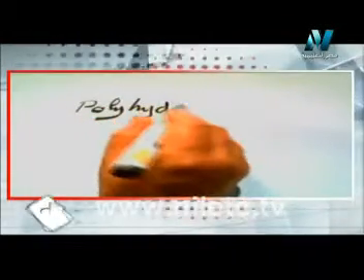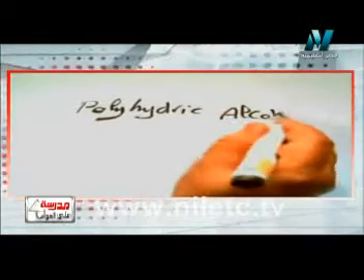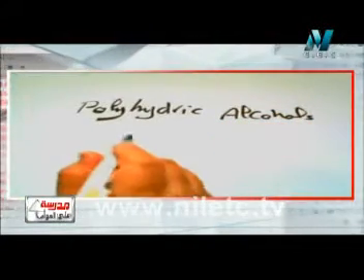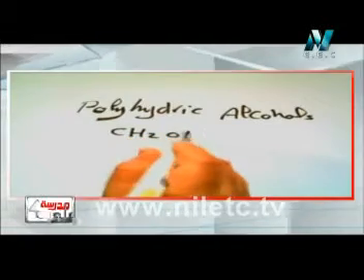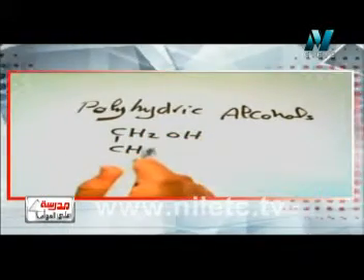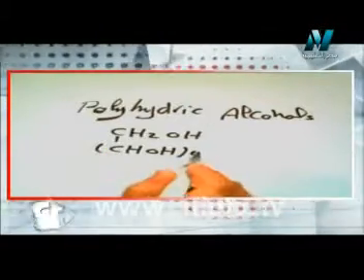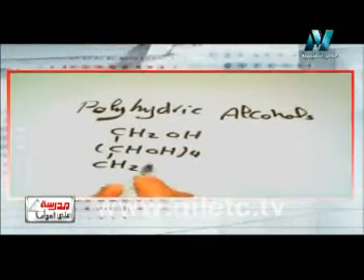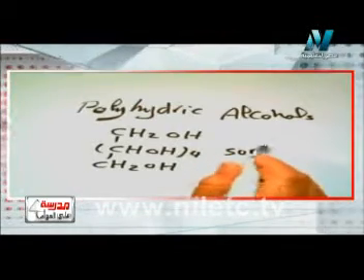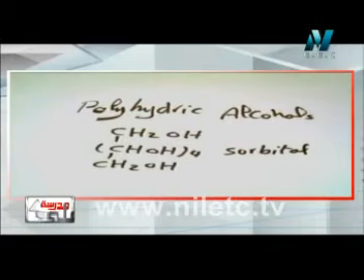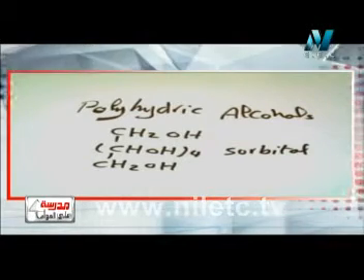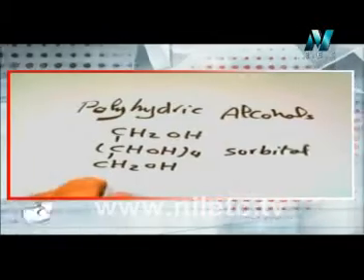Polyhydric alcohols contain more than 3 hydroxyl groups. Sorbitol, number 1: CH2OH, CHOH repeated 4 times, CH2OH. This is called sorbitol. It is also a liquid, dissolves in water, has a sweet taste, and has the properties of alcohols. It is a polyhydric alcohol because it contains more than 3 hydroxyl groups.